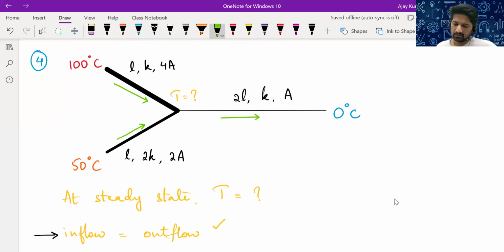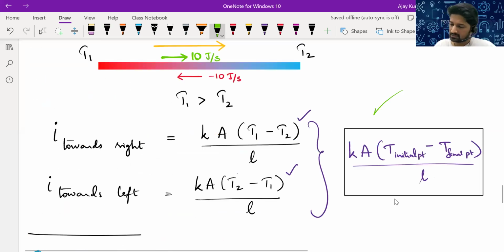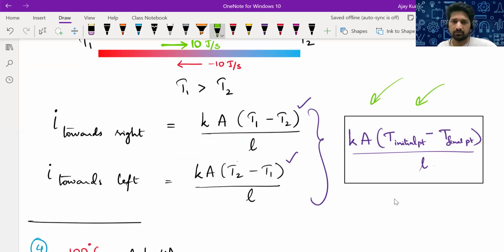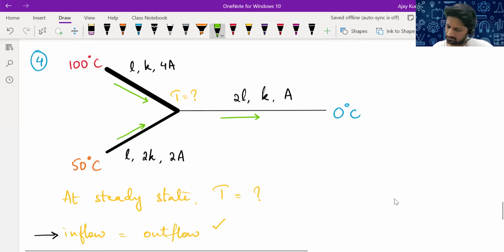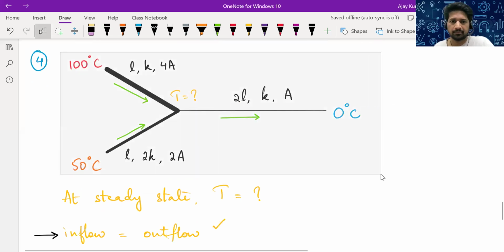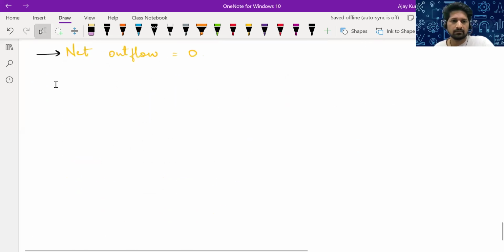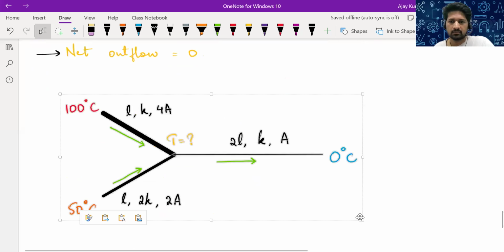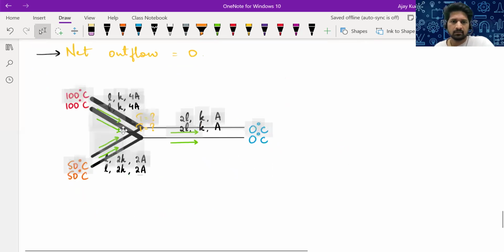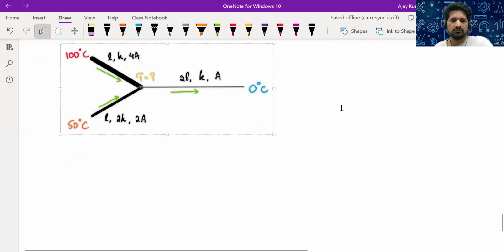This is where we need to be careful. This is where what we discussed just before will matter. You will write the equation based on the direction of flow that you are assuming. Now, inflow is equal to outflow, no? So if I want to write inflow, there are two rods in which inflow is happening. Let me copy this diagram, just a moment. There are two rods in which inflow is happening. So we know the direction of flow.